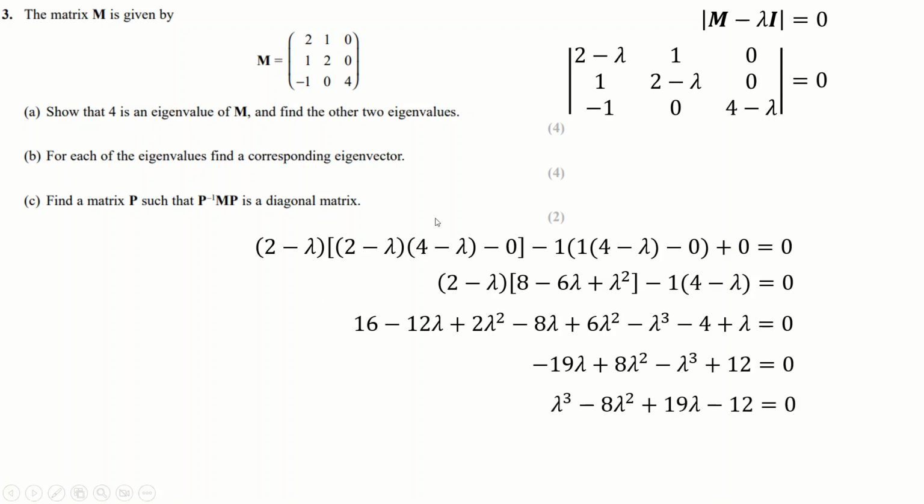To show that 4 is an eigenvalue, just use the factor theorem, right? Just shove 4 in and you get to 0, so by the factor theorem, 4 is an answer to this, which makes it an eigenvalue because it's satisfying this.